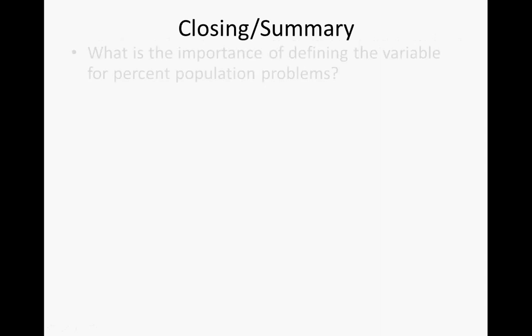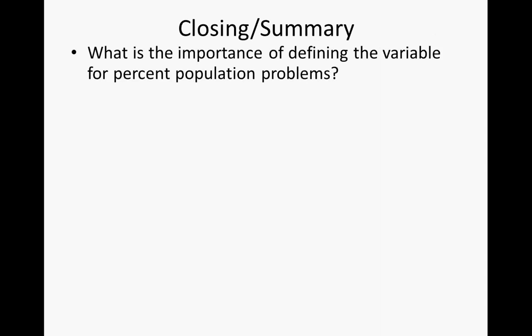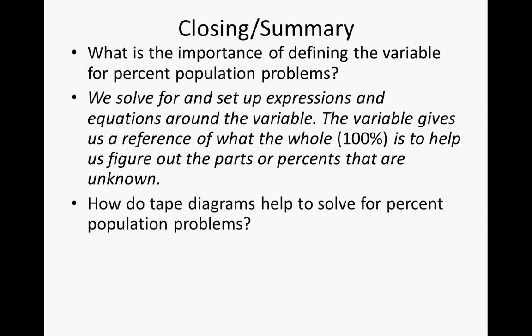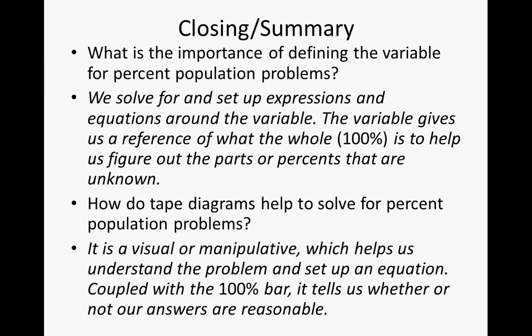All right, let's wrap this up. So what is the importance of defining the variable for percent population problems? Well, we solve for and set up expressions and equations around the variable. The variable gives us a reference of what the whole, 100%, is to help us figure out the parts or percents that are unknown. So how do tape diagrams help to solve for percent population problems? Well, it is a visual or a manipulative, which helps us understand the problem and set up an equation. Coupled with the 100% bar, it tells us whether or not our answers are reasonable.